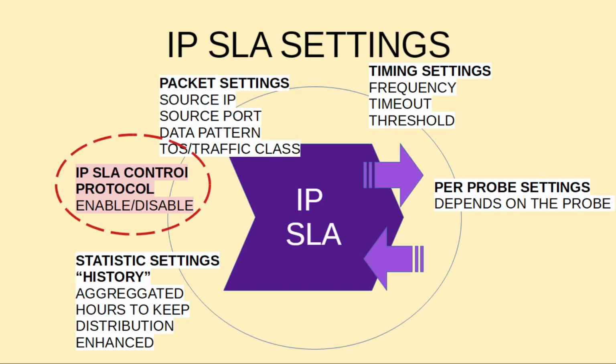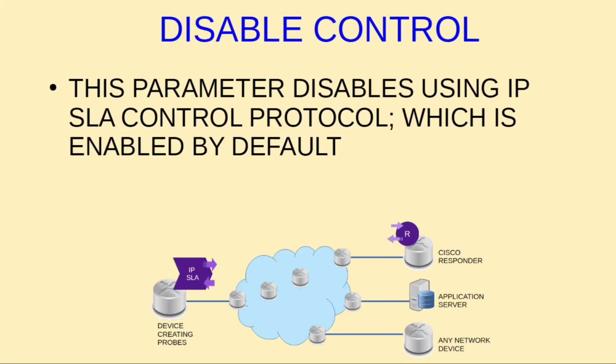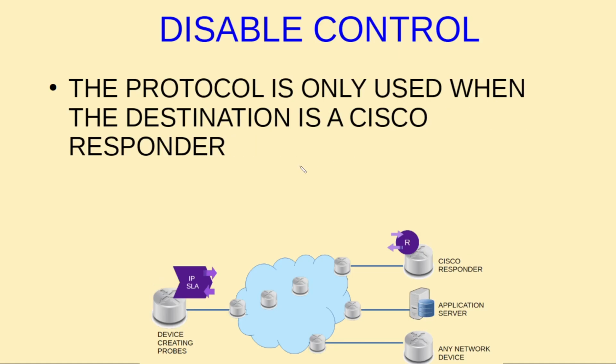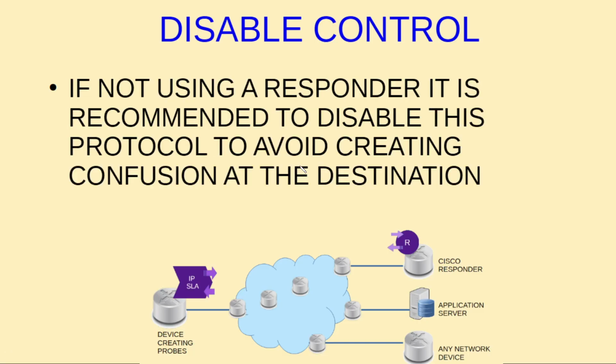First setting, disabling the IPSLA control protocol. With the parameter disable control, we are going to disable using the IPSLA control protocol, which is enabled by default. This protocol is only used when the destination is a Cisco responder, so if we are not using a responder, it is recommended to disable this protocol to avoid creating confusion at the destination.